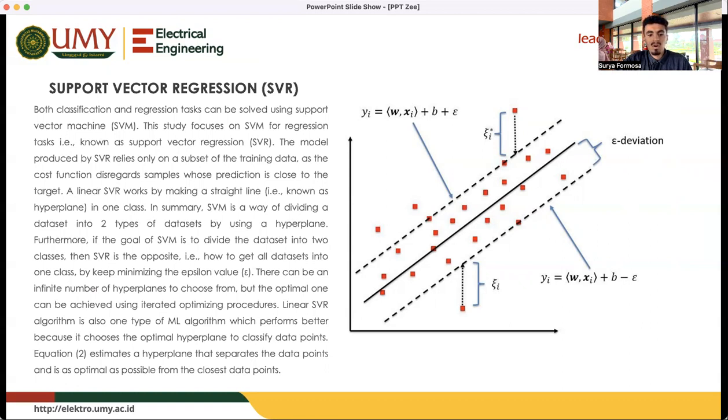A linear SVR works by making a straight line in one class. SVM is a way of dividing a data set into two types of data sets by using a hyperplane. Furthermore, if the goal of SVM is to divide the data set into classes, then SVR is the opposite: how to get the data set into one class while minimizing the evaluation value.